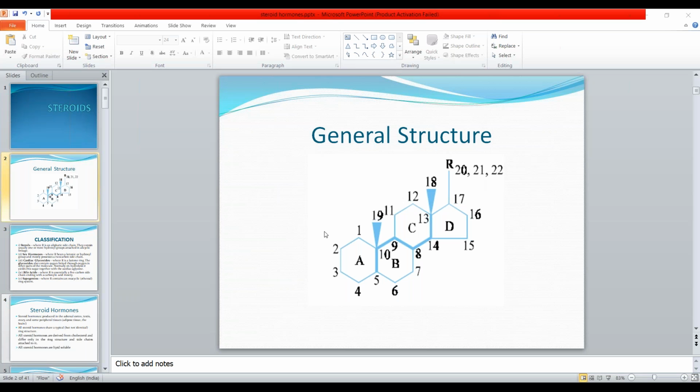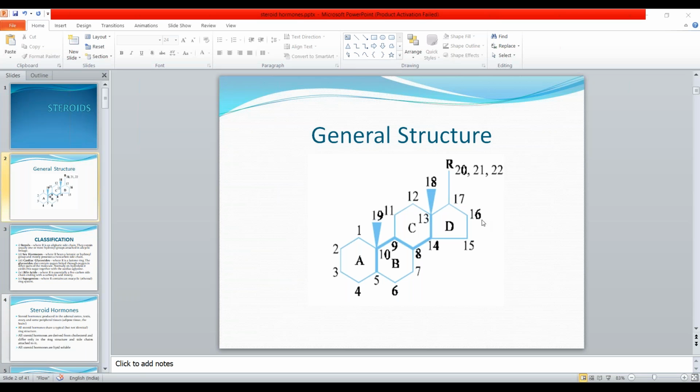Okay. So this whole nucleus, that is the cyclopentanoperhydrophenanthrene nucleus, contains these three phenanthrene rings and a 5-membered cyclopentane. Okay, that is why the name cyclopentanoperhydrophenanthrene nucleus. That is why the name has come.